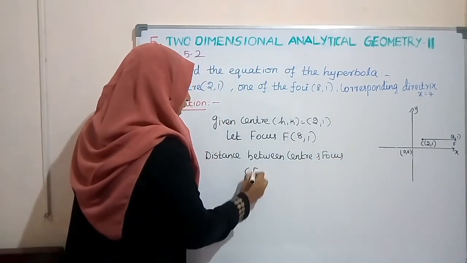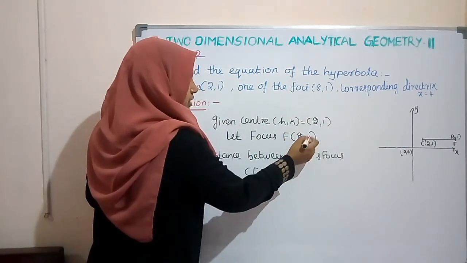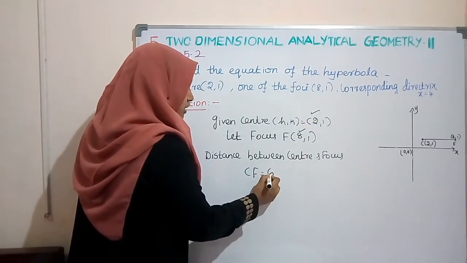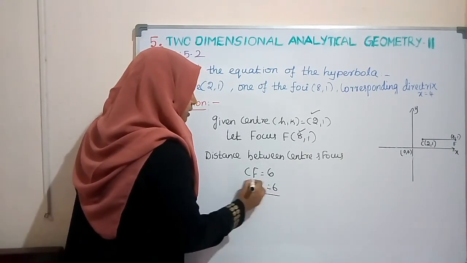What is the distance between center and focus? It is CF. How will you find the distance? See, the y coordinate is the same, means subtract the other one. It is 8 and 2. 8 minus 2 is giving 6. So we can write ae is equal to 6.